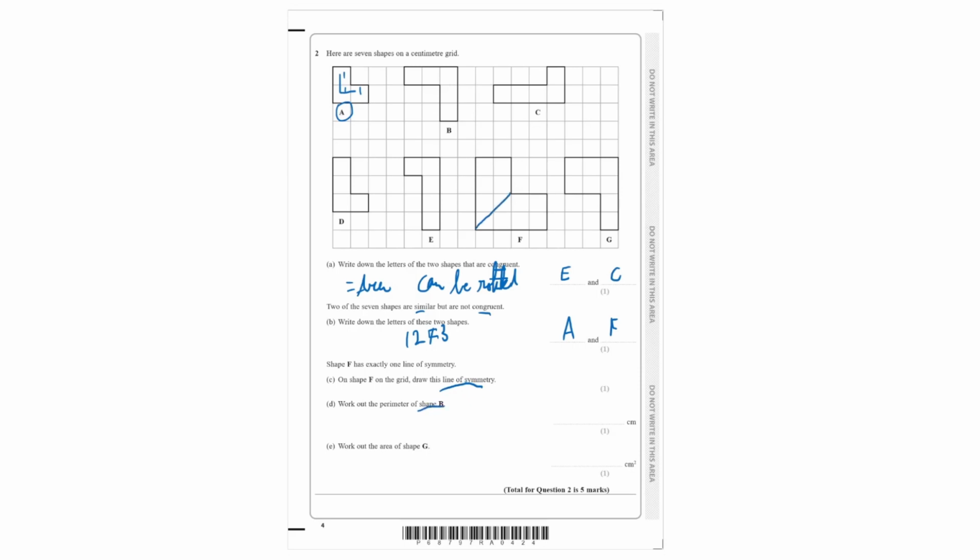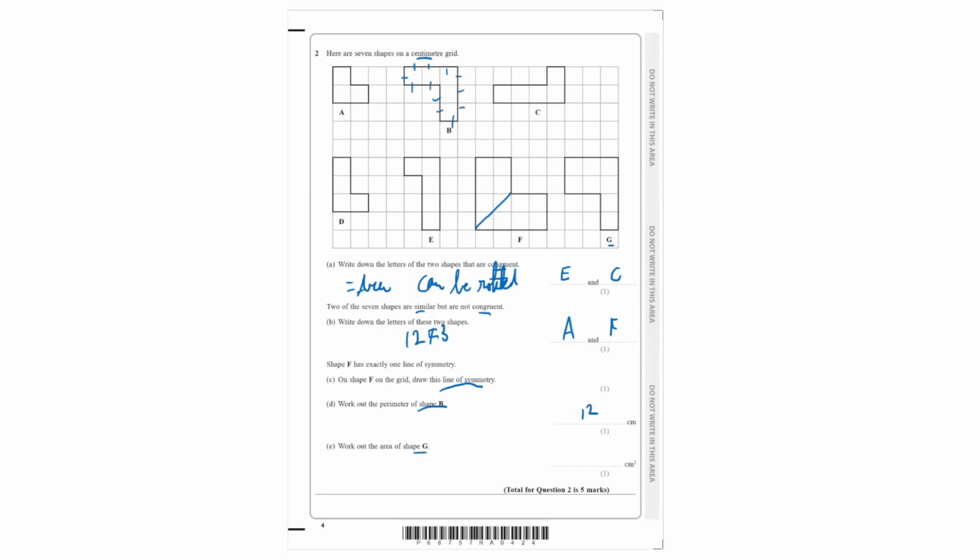Work out the perimeter of shape B. So since this is a centimeter grid, we can actually just count how many edges there are. So we can see here 1, 2, 3, 4, 5, 6, 7, 8, 9, 10, 11, 12. We have 12 centimeters.